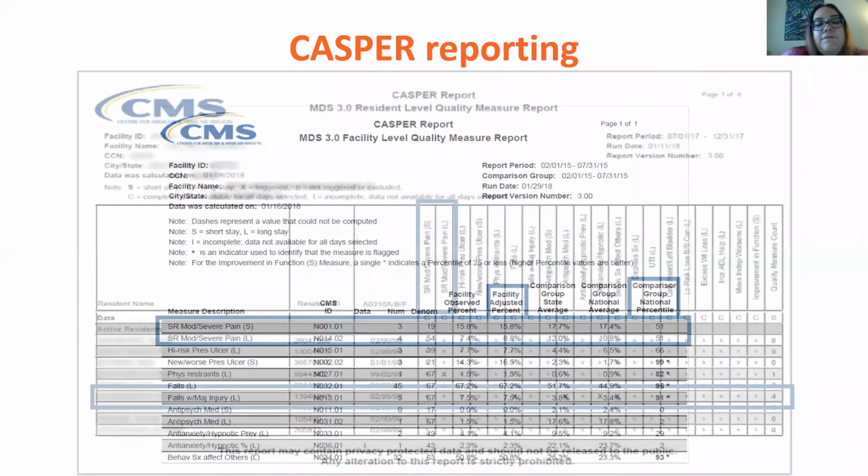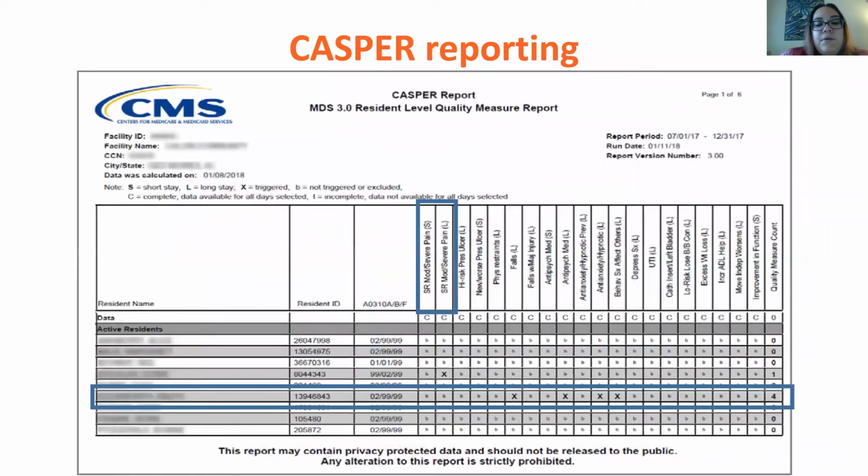You use that facility level CASPER report and you compare it to the resident level, because this is actually going to give you the resident's name and what quality measures they're triggering. And so another quick tip is that quality measure count, which is that last column in the report. Anything above a 3, those would be the residents that I would focus on, because that's what surveyors are probably going to focus in on.